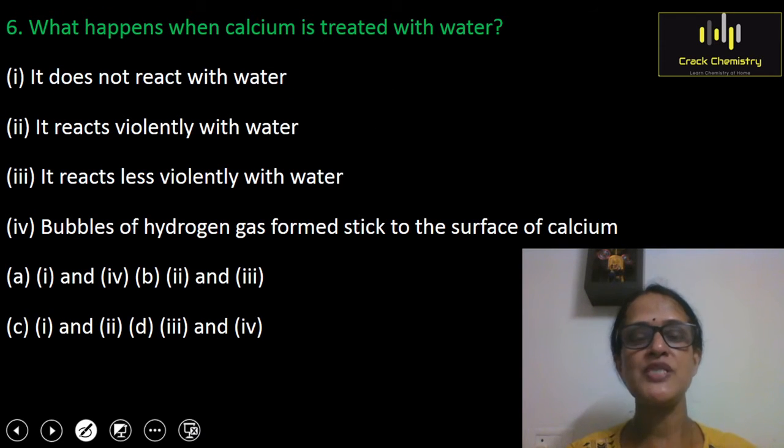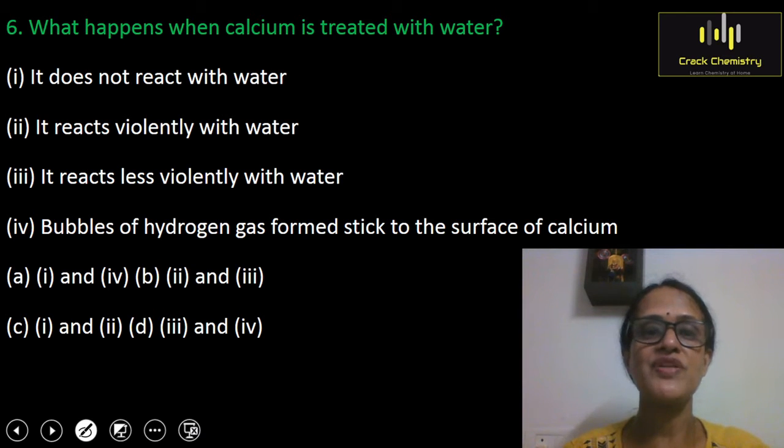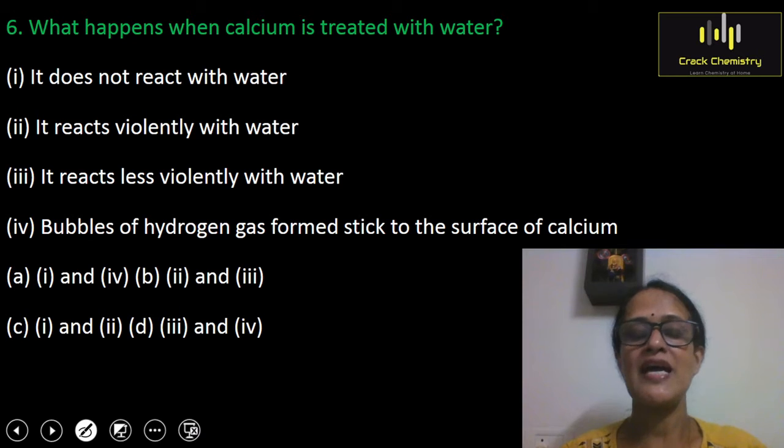Next question. What happens when calcium is treated with water? Children, the reaction of calcium with water is not very violent. Calcium reacts with water, calcium hydroxide is formed and hydrogen gas is liberated. But the hydrogen gas will not catch fire, and the bubbles of hydrogen gas will stick on the surface of calcium. Therefore, calcium will start floating on the surface of water.